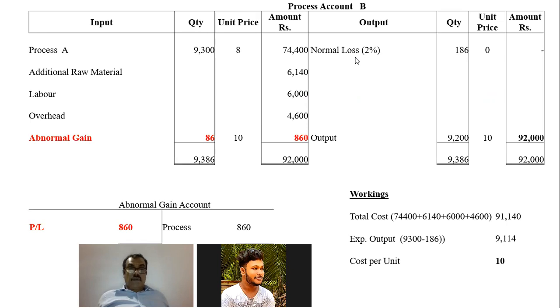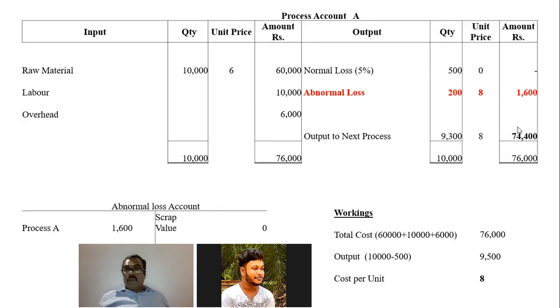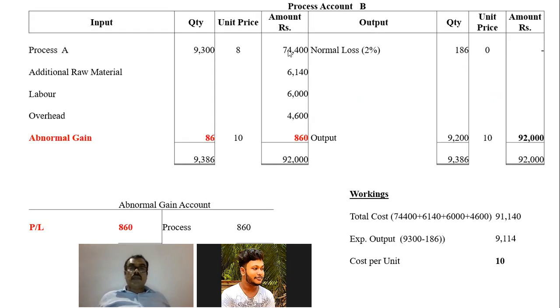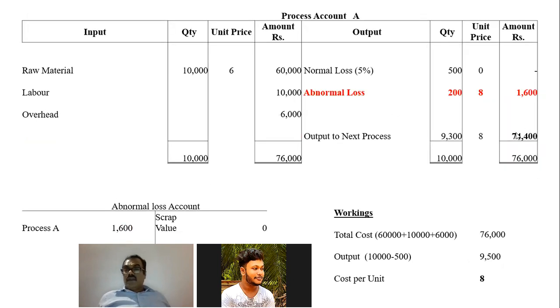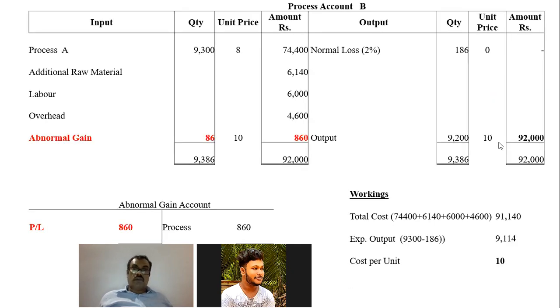Then this is process B. Just see, this amount, 74,400, should be the amount to be recorded here. You can see this should either go to finished goods or process 2. So process 2, in other words, this is the main input coming from process 1.